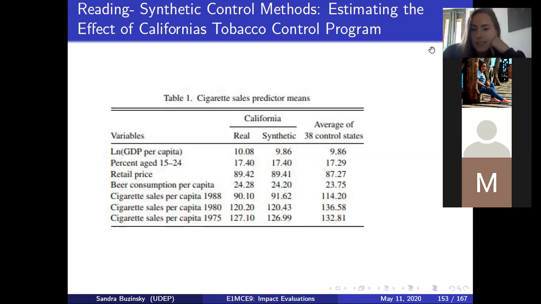Yeah, Nicholas Castillo says the weights are picked in order to minimize the difference of the synth control and California. Exactly. So remember the minimization function? You want to minimize the predictor value of the treatment group minus the predictor value of the control group multiplied by some weight. So the weight is what we're trying to obtain. And the weight for an average is just going to be equal for each unit.